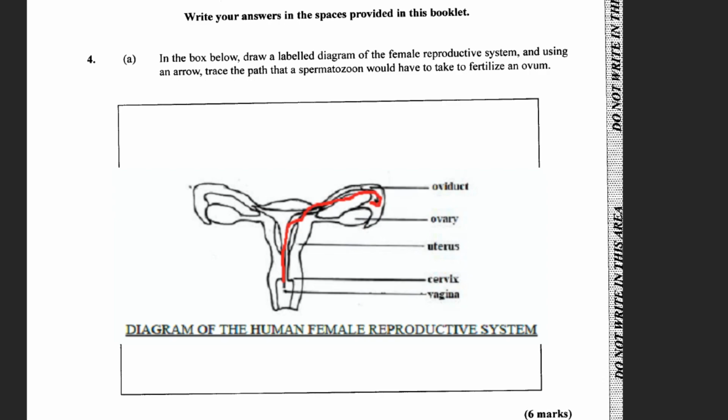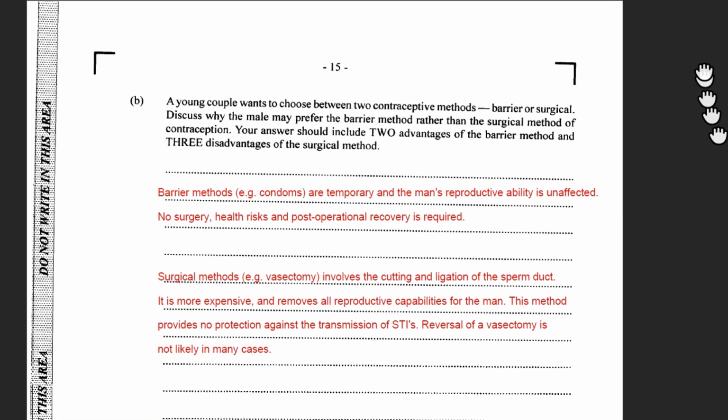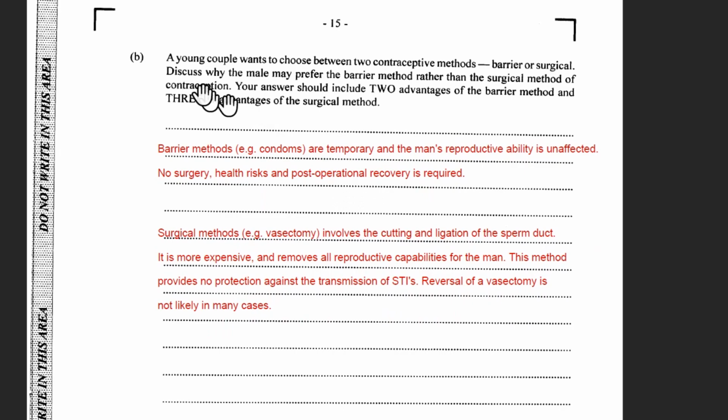B. A young couple wants to choose between two contraceptive methods, barrier or surgical. Discuss why the male may prefer the barrier method rather than the surgical method of contraception. Your answer should include 2 advantages of the barrier method and 3 disadvantages of the surgical method. Barrier methods are basically condoms, and surgical methods are vasectomies, cutting of the sperm duct.